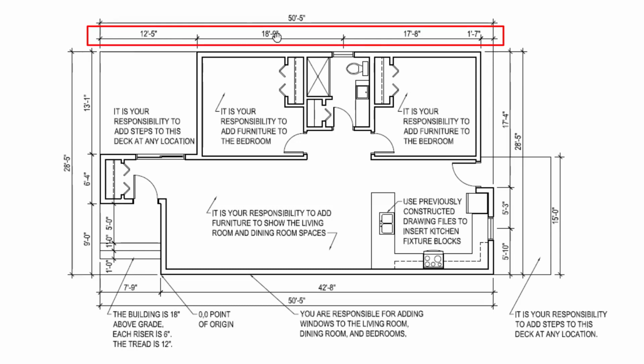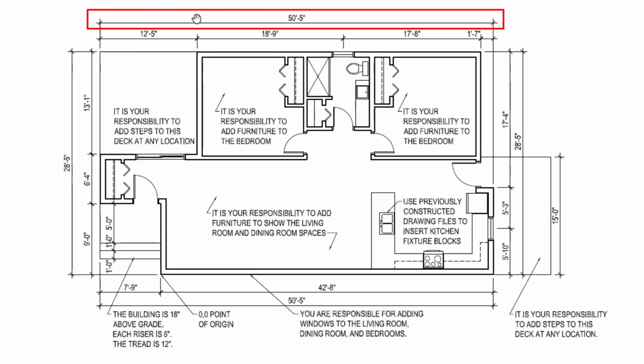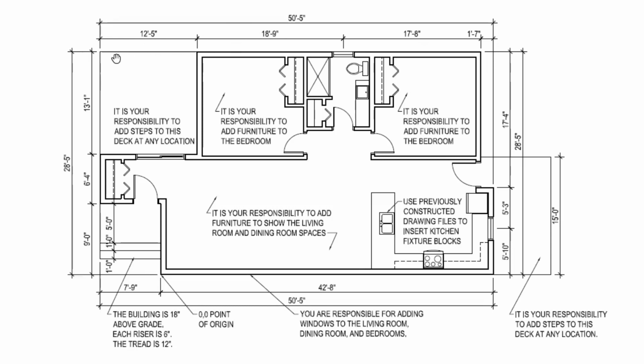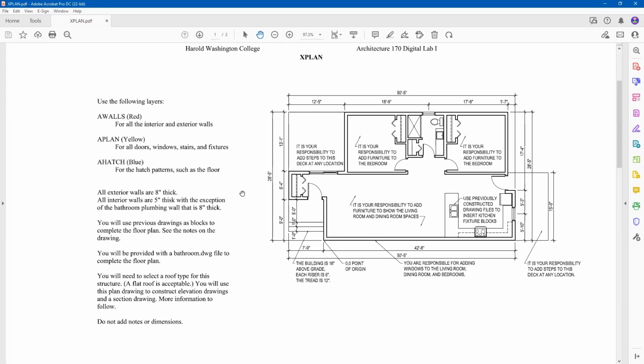This is a dimension string here at the top. And then above that is the overall dimension, so that instead of having to add this up yourself, you know that it is 50 feet 5 inches from one end all the way to the other. So these dimensions are provided to you so that you can begin to draw the exterior of the building. And then once you complete that, you can get into the interior of the building. And if there are any dimensions missing or any information missing along the way, please let me know.